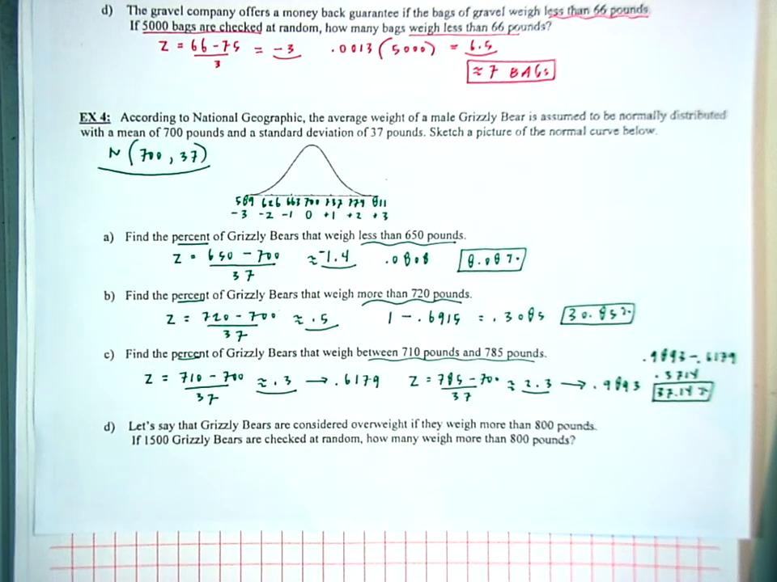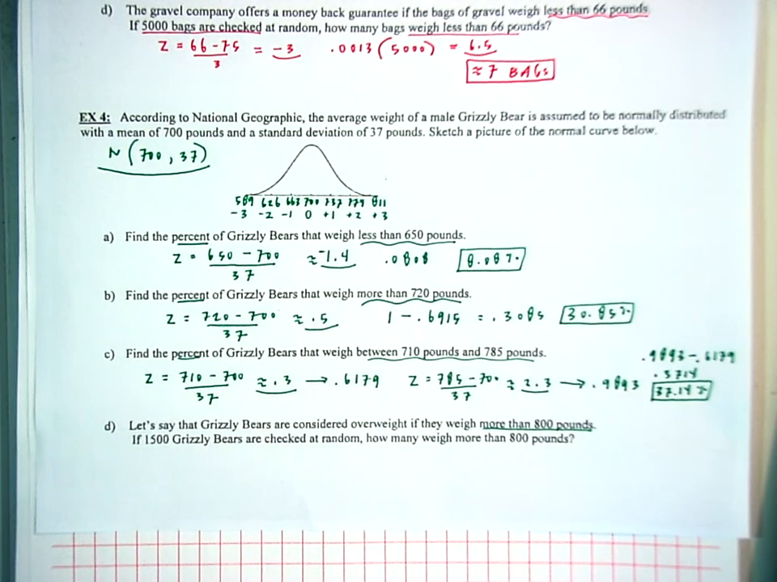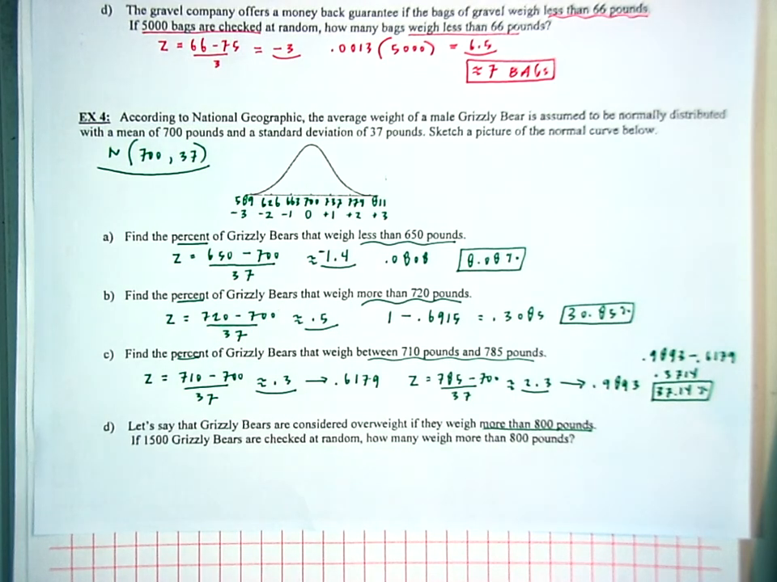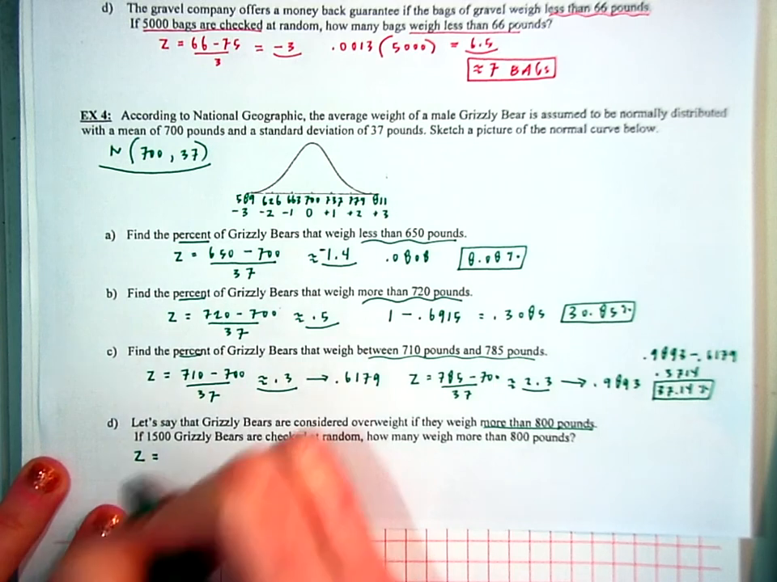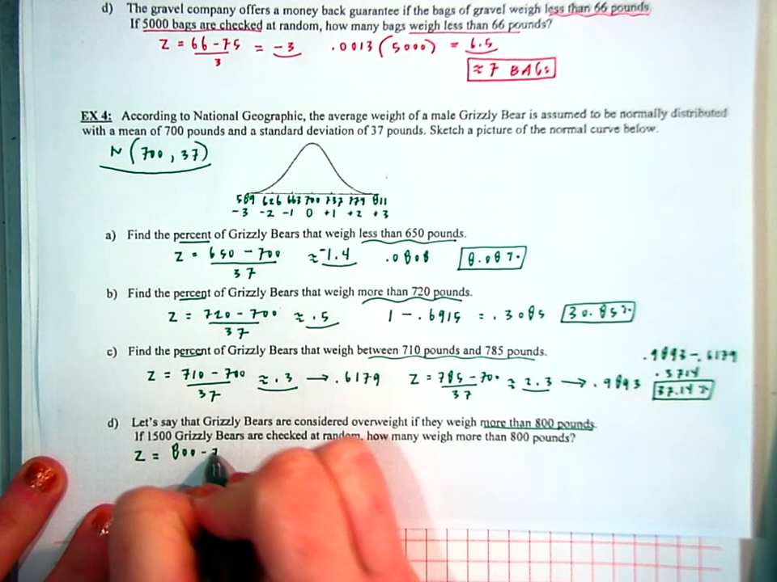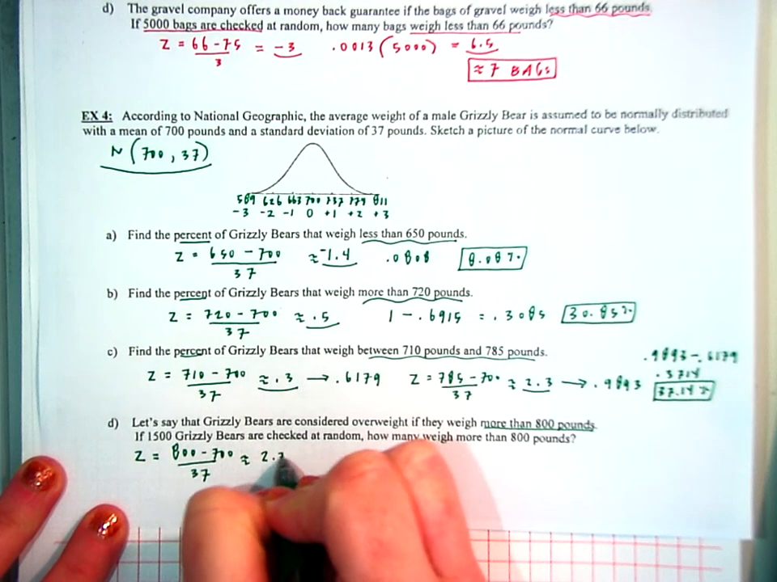All right, last one. Let's say that grizzly bears are considered overweight, poor grizzlies, if they weigh more than 800 pounds. If 1,500 grizzlies are checked at random, how many weigh more than 800 pounds? First I have to find the proportion that weigh more than 800 pounds, and then multiply by the 1,500. First find the z-score, then go to the z-score chart. So z equals 800 minus 700 over 37, so the z-score is about 2.7.